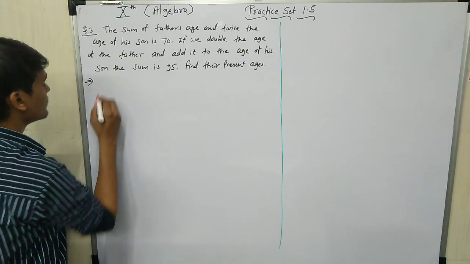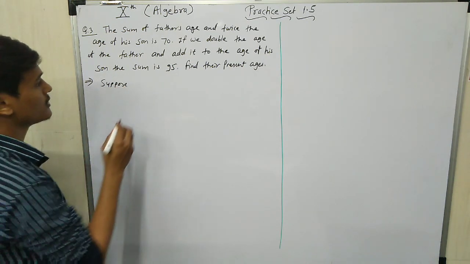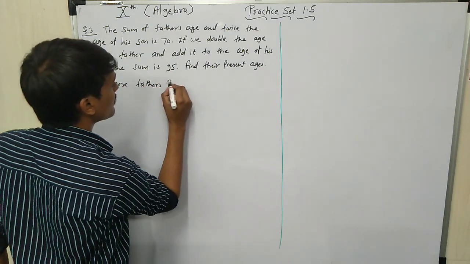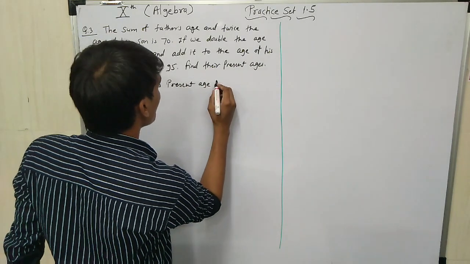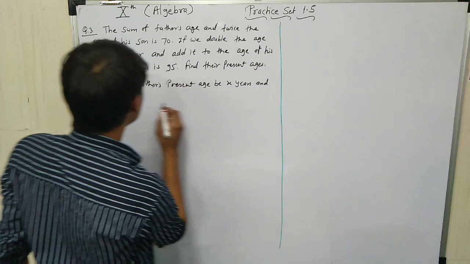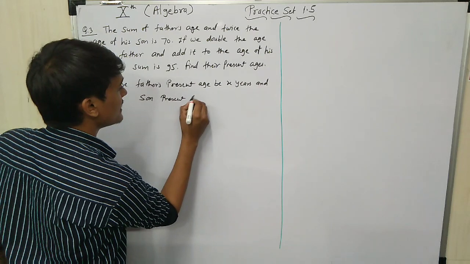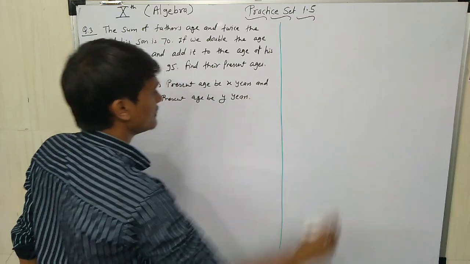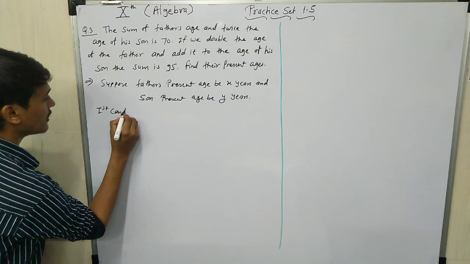We suppose here, suppose father's present age be X years and son's present age be Y years. Now first condition, what is the first condition?